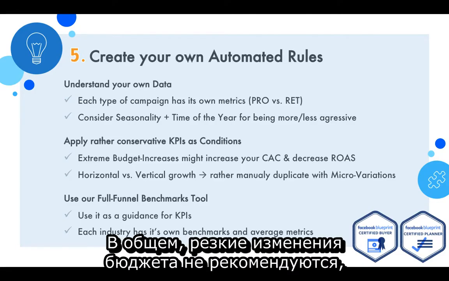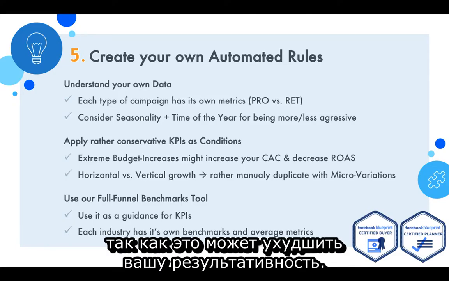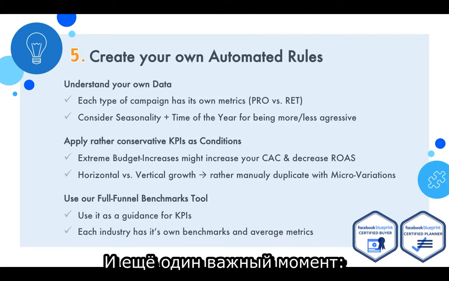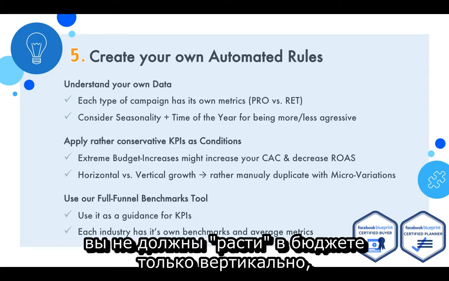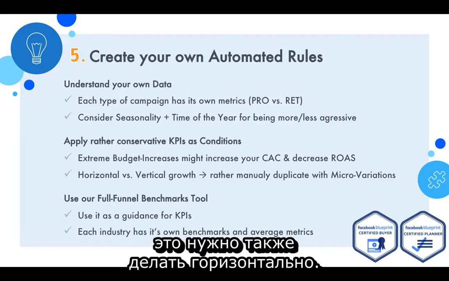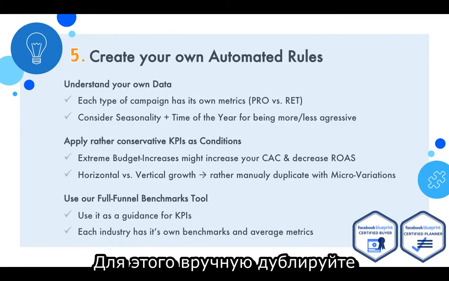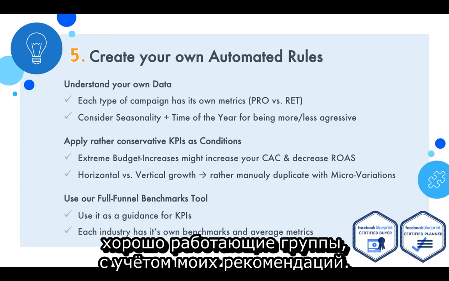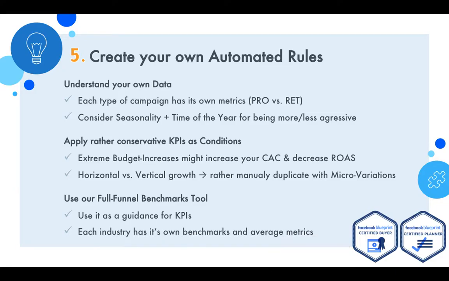So extreme budget increases are not recommendable because they could worsen your performance. And here, very important, you should not grow only vertically by increasing budget, but you should rather grow also horizontally, by manually duplicating ad sets that work nicely with micro variations.